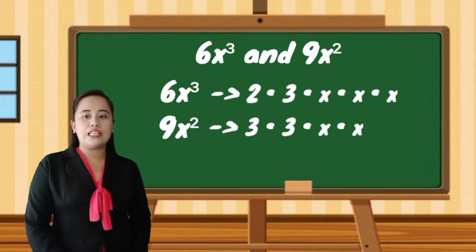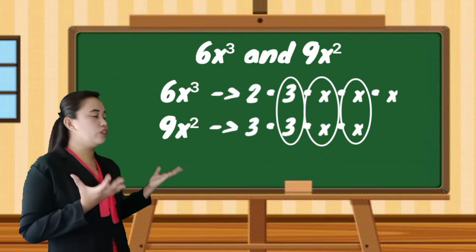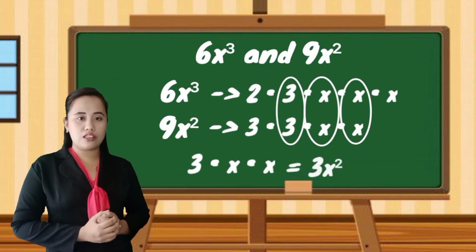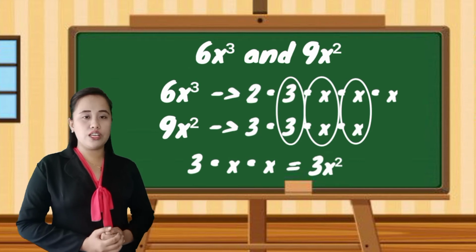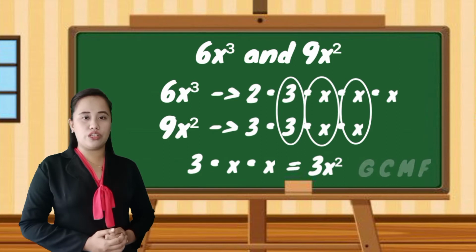These are 3, x, and x. Now multiply these common factors, and we get 3x squared. Therefore, we can say that the greatest common monomial factor of the two expressions is 3x squared.